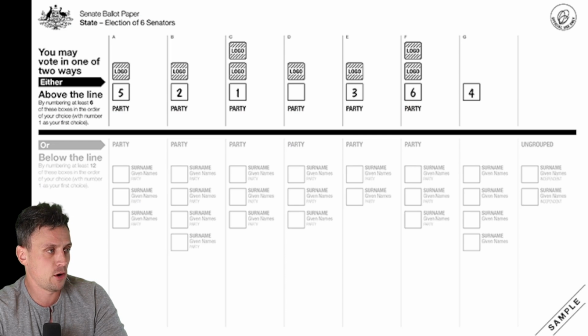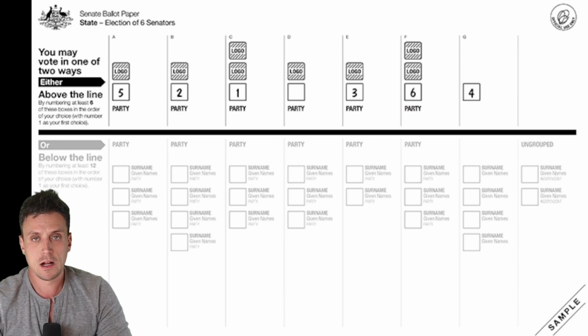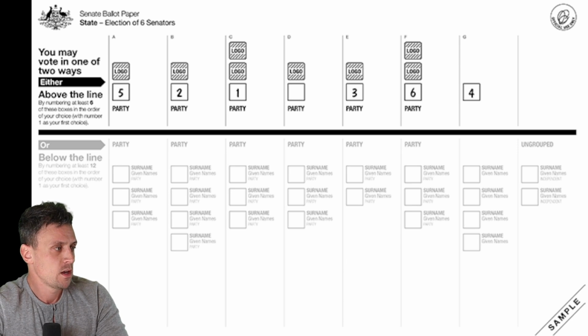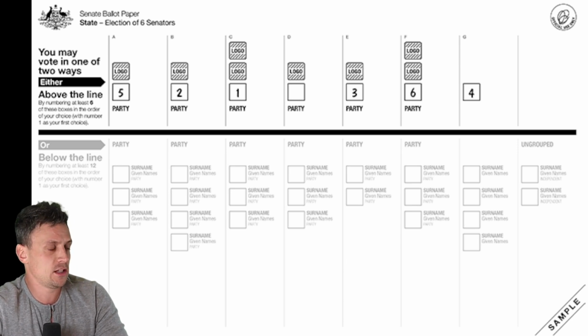Let's talk about voting above the line. Now, this is a sample Senate ballot paper, ladies and gentlemen. This is purely for illustrative purposes only. All right, so let's just say you're voting above the line. The strong recommendation is that you number 6 boxes above the line.